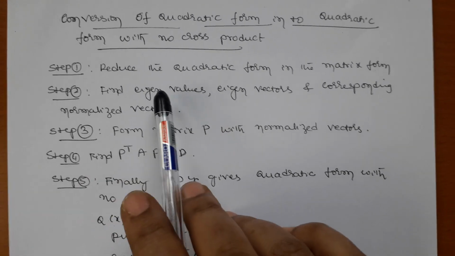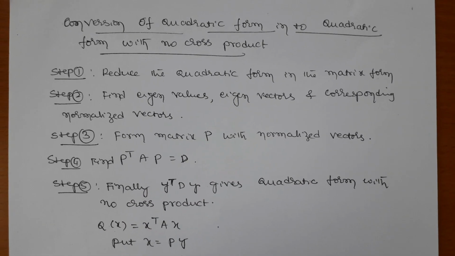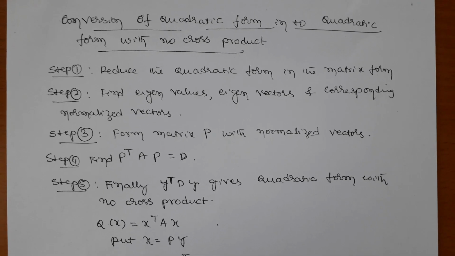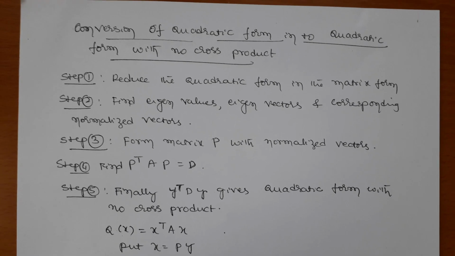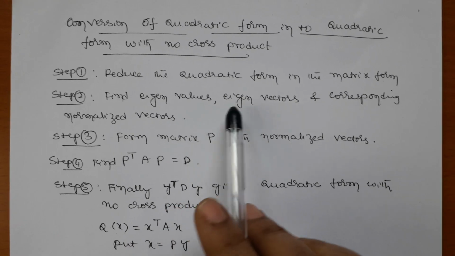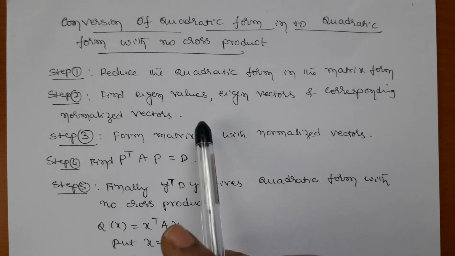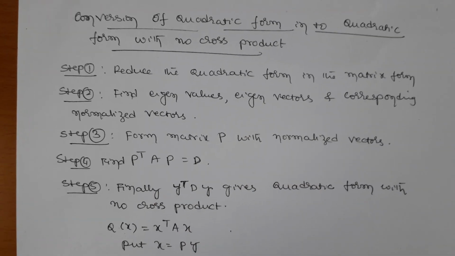Step 1: reduce the quadratic form to matrix form. The very first step is to convert the given quadratic form into matrix form. Second step: find the eigenvalues, eigenvectors and the corresponding normalized vectors. You know how to find the eigenvalues. Once you convert the quadratic form to matrix form, in the second step you find the eigenvalues, eigenvectors and corresponding normalized vectors.